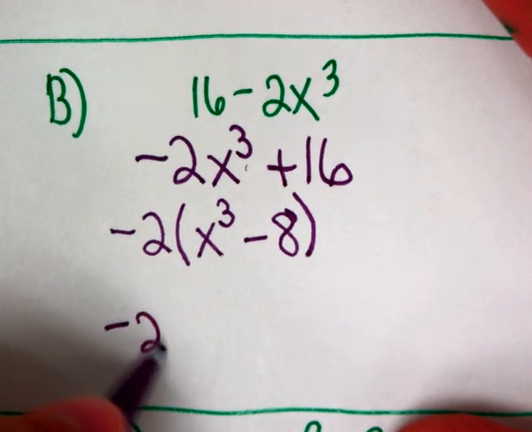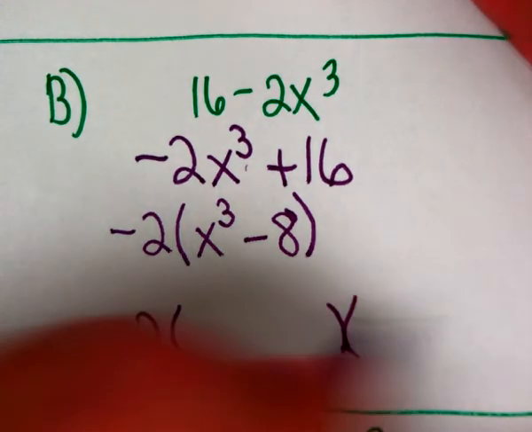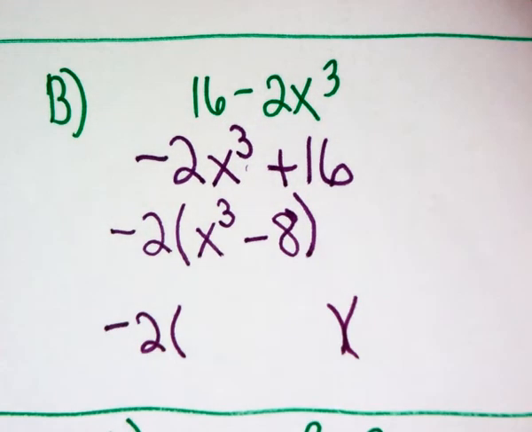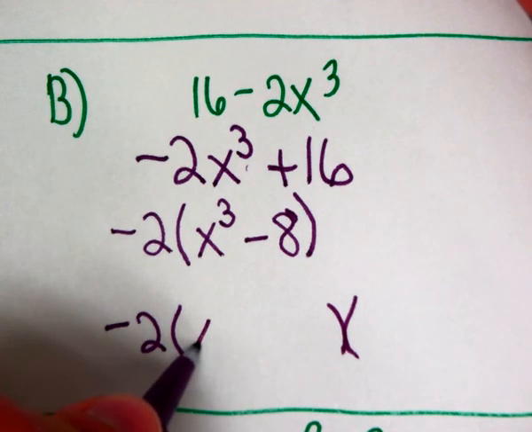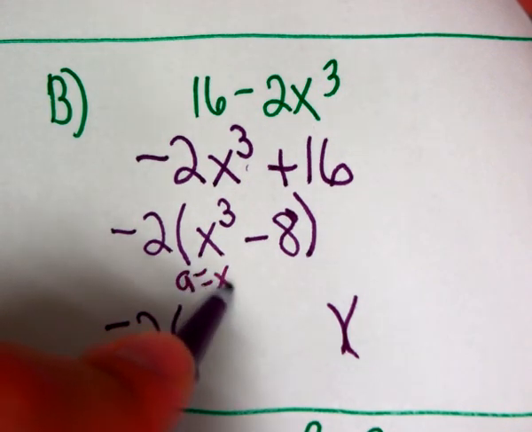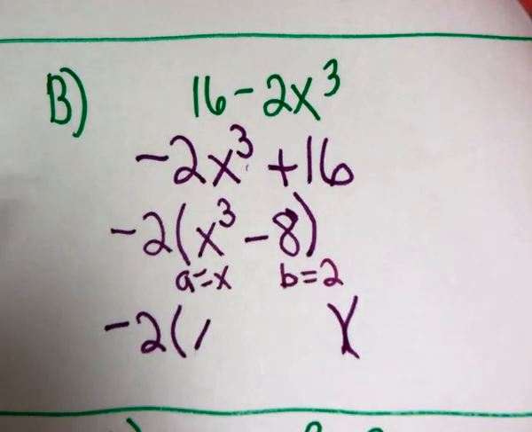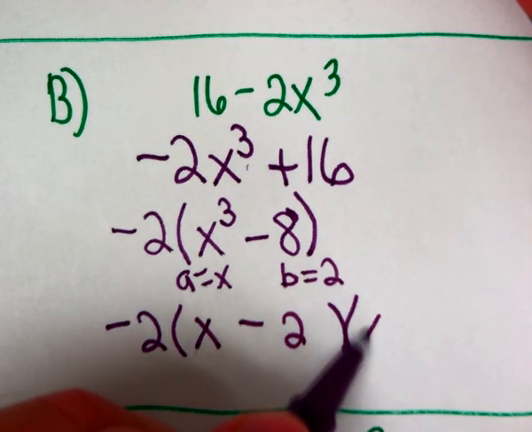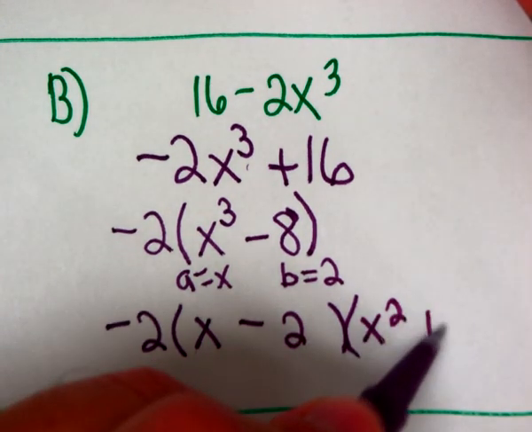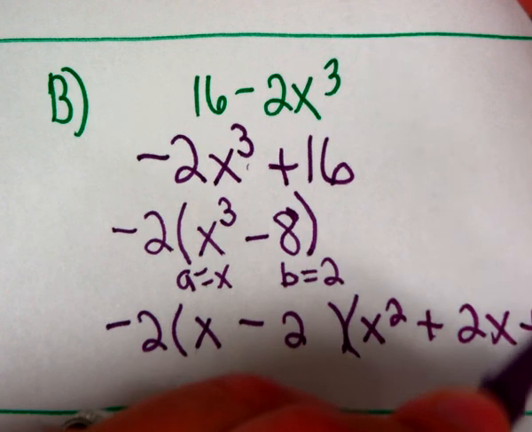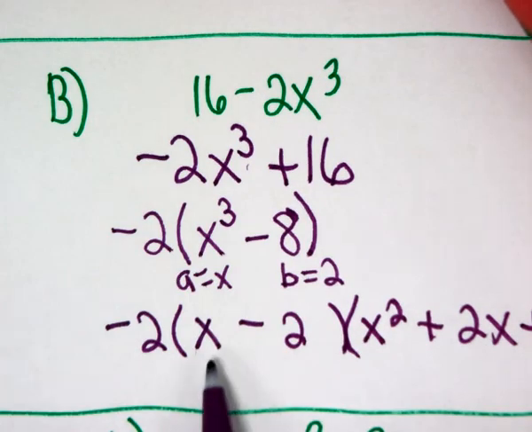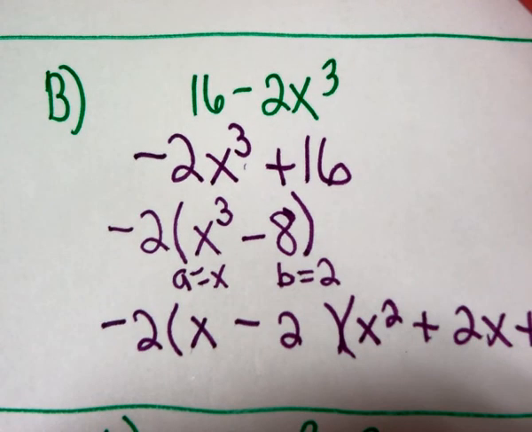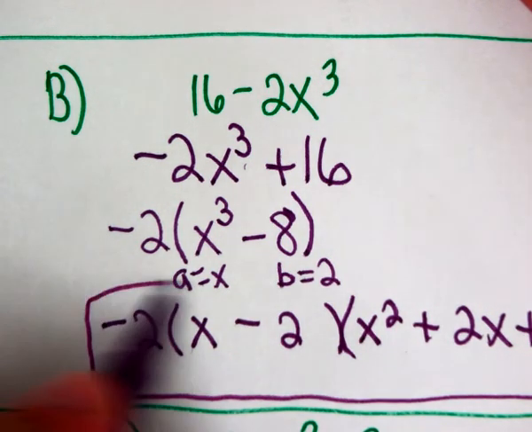We have a negative 2. Look back at your difference of cubes formula, and you'll remember we're going to have an A. Let's see, the A here is x, the B here is 2. So we're going to have x minus 2 times x squared plus 2x plus 4. So we have same, opposite, plus, and we're just using the formula to plug it in. And so this is our final answer.